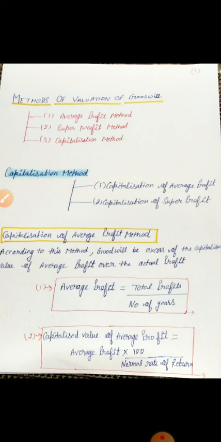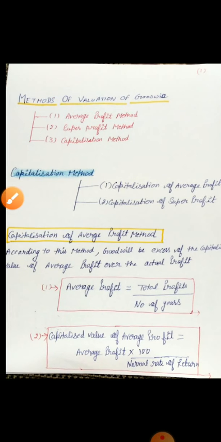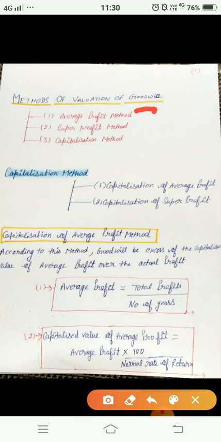Students, today we will discuss the methods of valuation of goodwill. By using these three methods, we can calculate the value of goodwill. The first method is average profit method, the second is super profit method, and the third is capitalization method. Although we have discussed the first and second methods in our previous lecture, today we will discuss the third method, capitalization method.